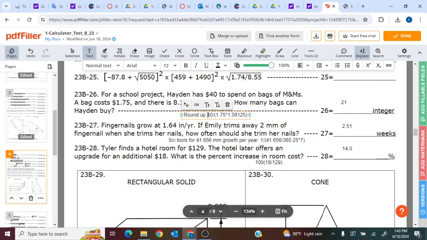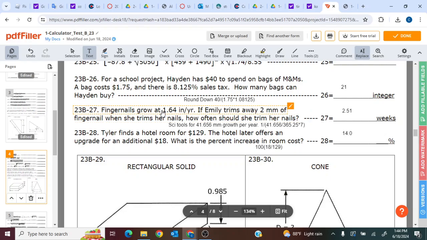And you have to actually round down, my apologies. You have to do that and then round down, or divide 40 by that number to figure out how many bags he could buy exactly if you could buy decimal bags. But you can only buy whole bags and you can't go over $40, so you must round down to get 21.